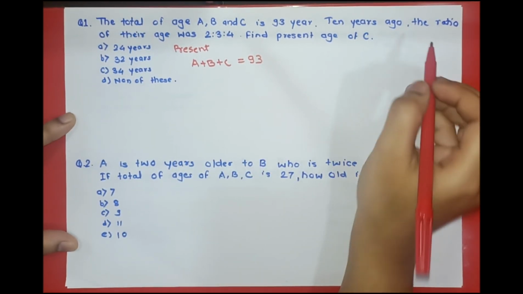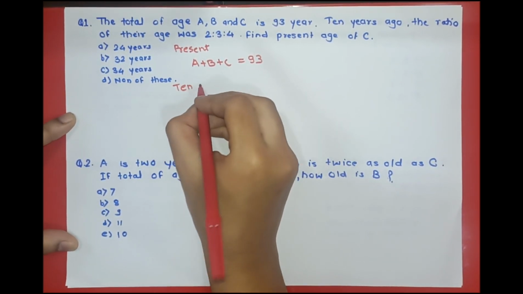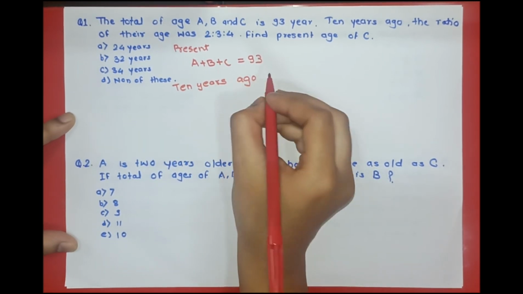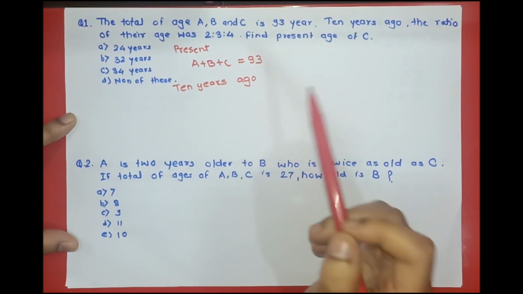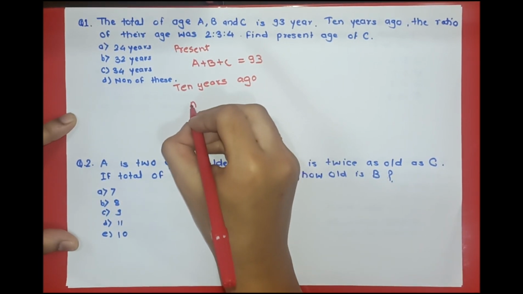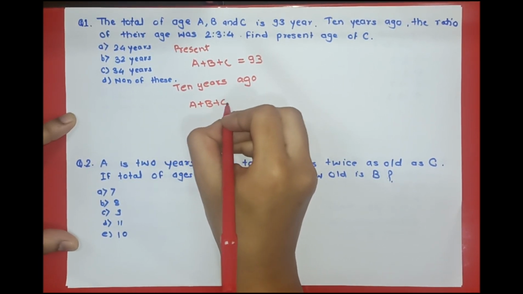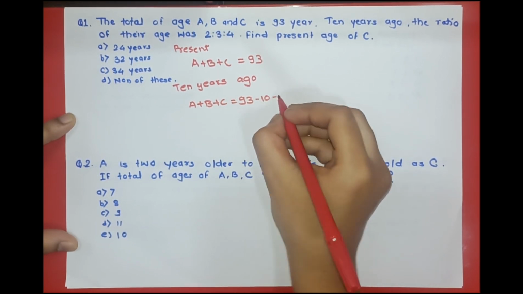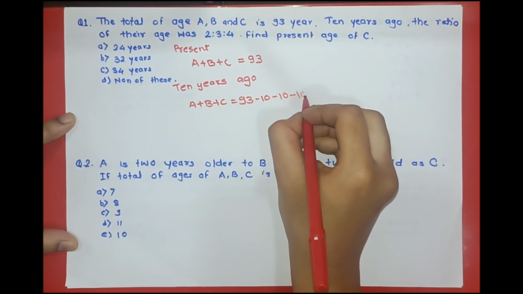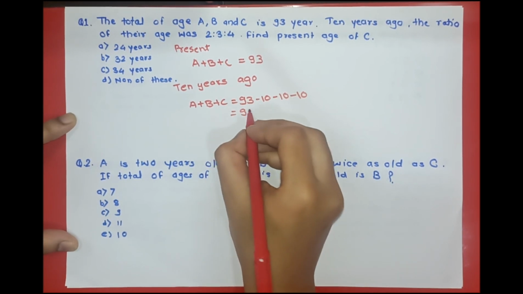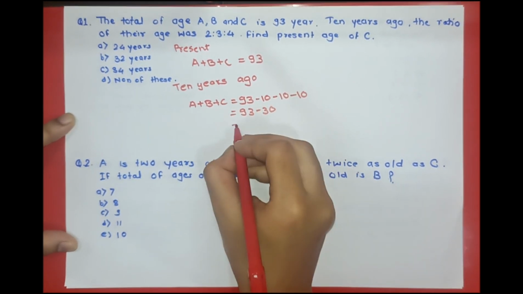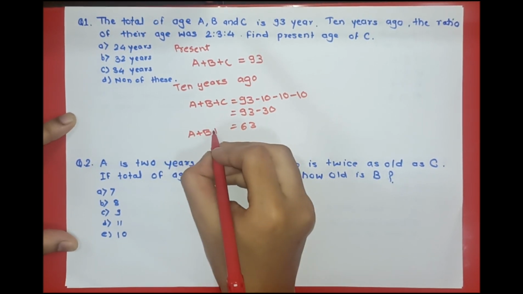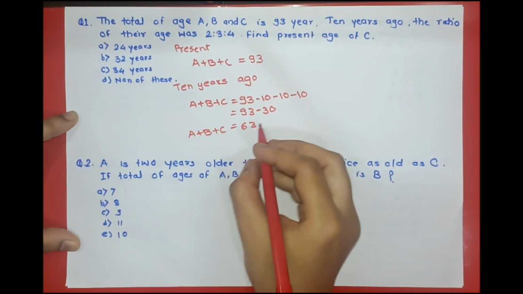Now 10 years ago, what will be the sum of their ages? So we have to just subtract 10 from the age of each one. So it is minus 10 of A, minus 10 of B and minus 10 for C. So it becomes 93 minus 30 and it is 63. So 10 years ago, the sum of ages of A, B and C was 63 years.